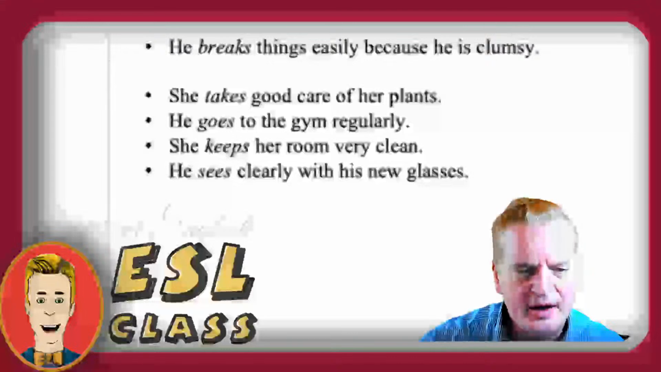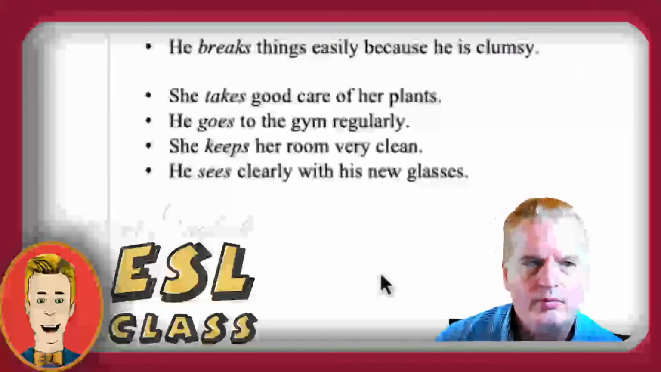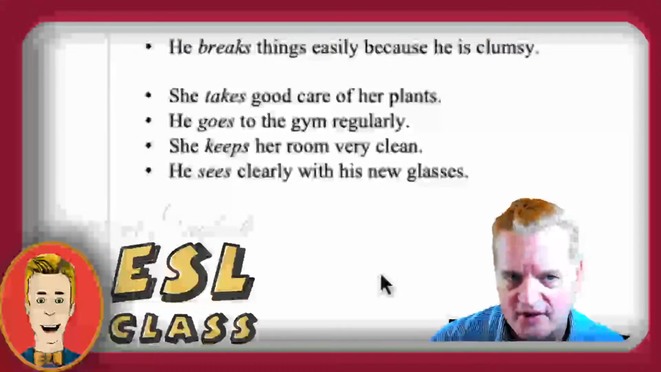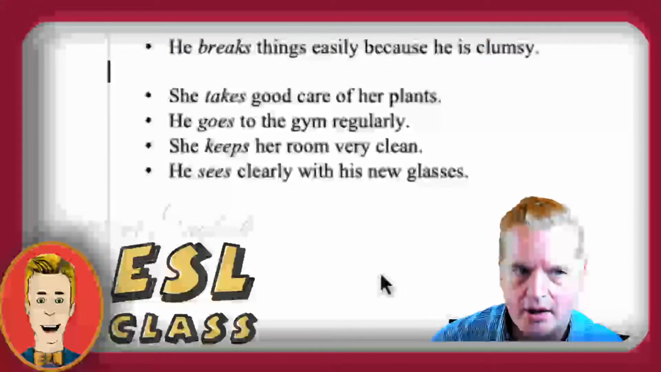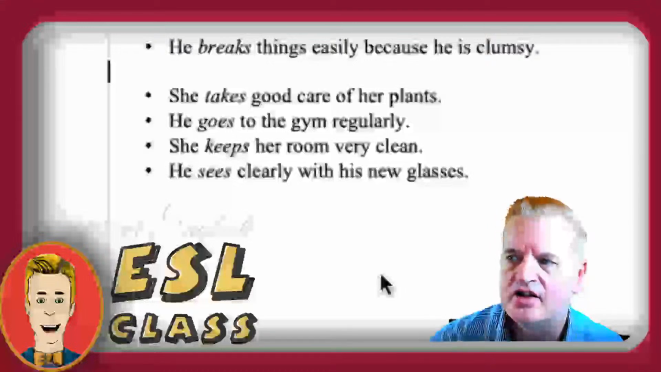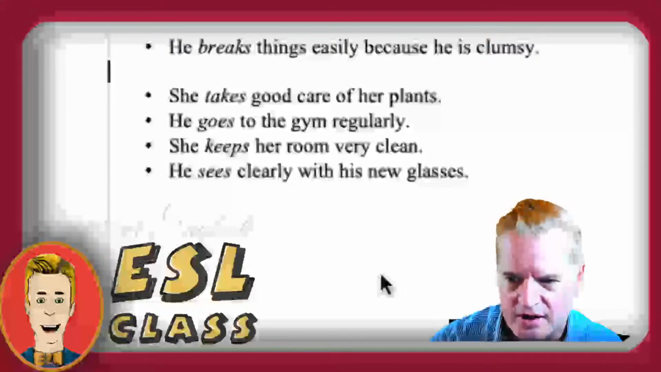How will you make a basic yes-no question with that sentence? We have the sentence form, he breaks. Then we have the question form, does he break? Does he break things easily because he's clumsy?